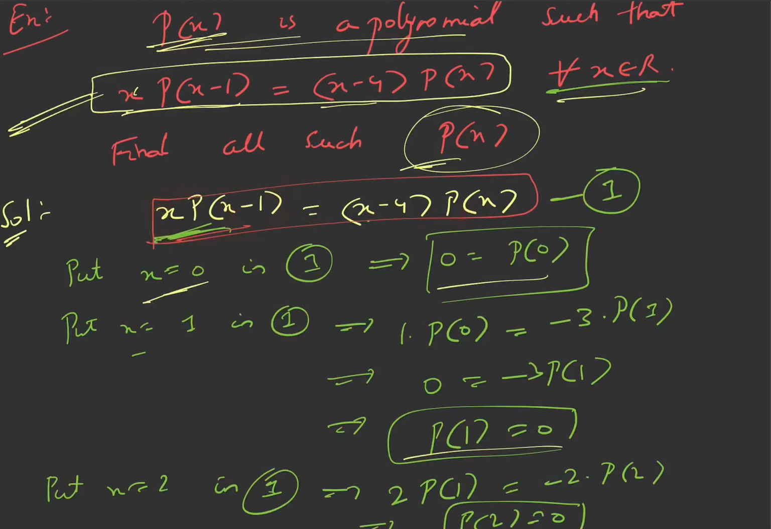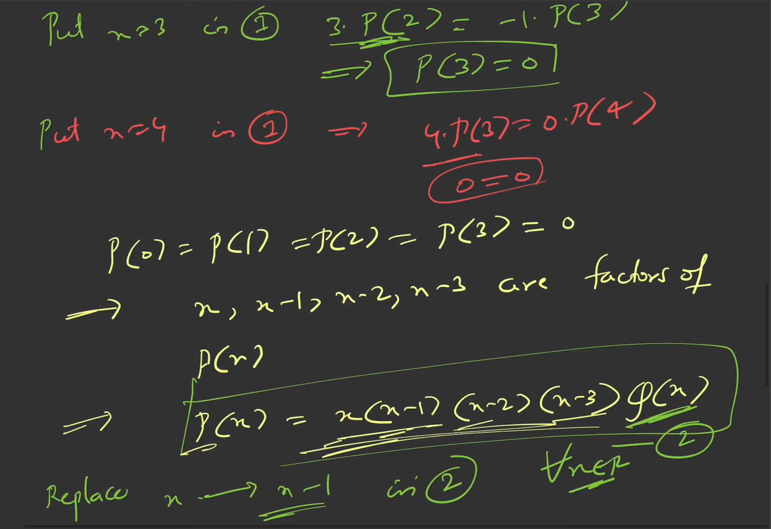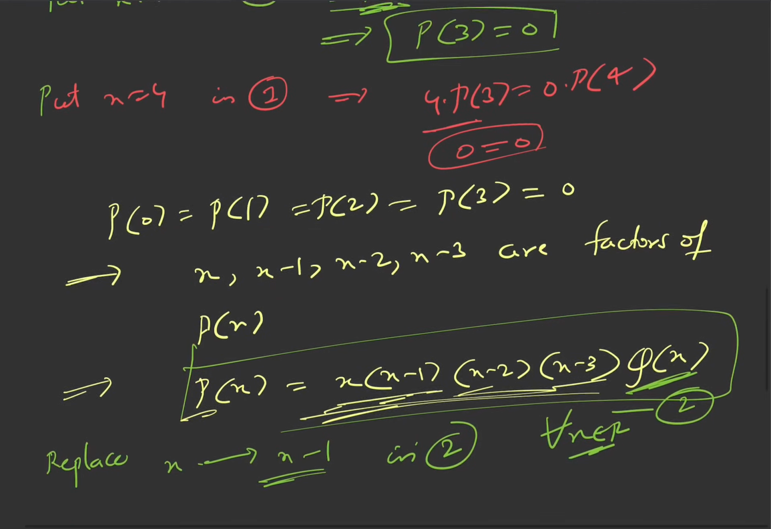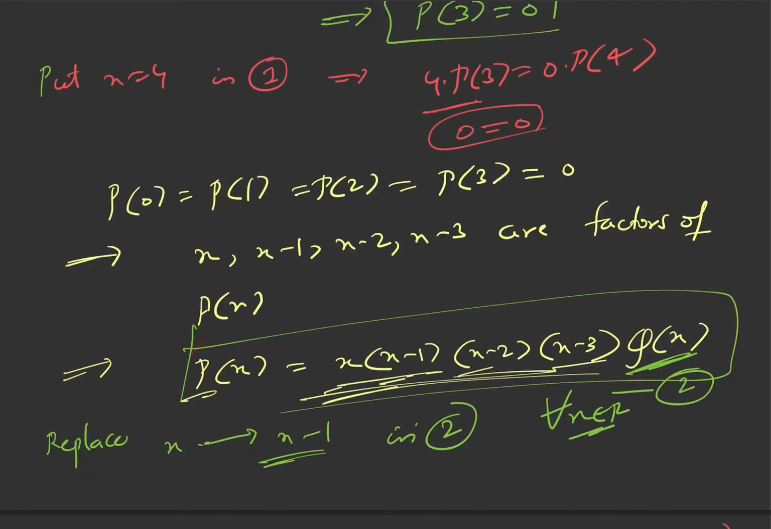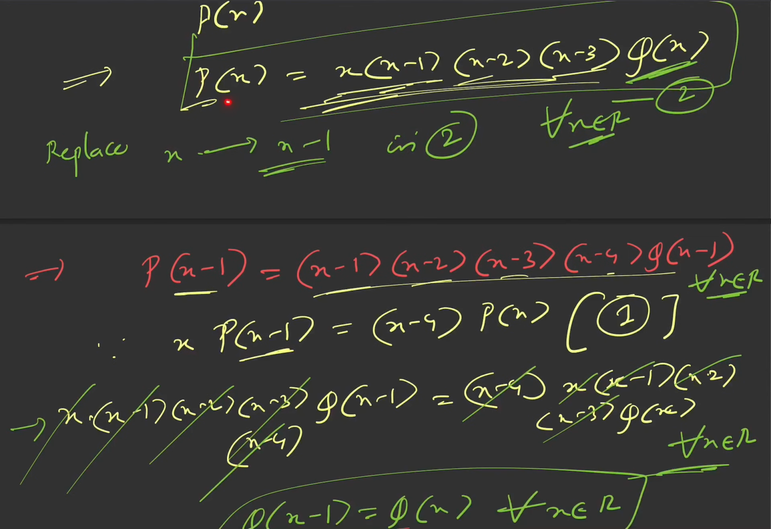I put x is equal to 0, I will get 0 here. 0 is p of 0. Similarly, I got x is equal to 1, I got p of 1 is 0, p of 2 is 0 and p of 3 also 0. So since p of 0, p of 1, p of 2, p of 3 is 0, it means x, x minus 1, x minus 2, x minus 3 are factors of p of x by factor theorem. So I wrote p of x as x, x minus 1, x minus 2, x minus 3 into some polynomial q of x, right? This is the meaning of factors.